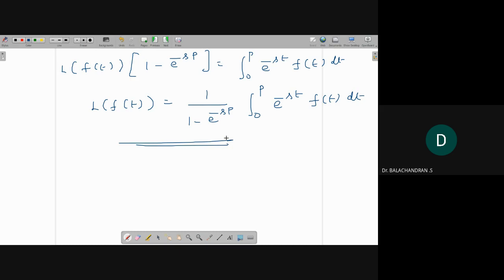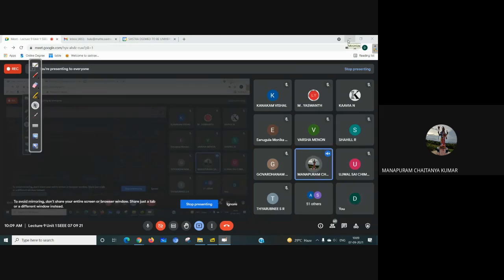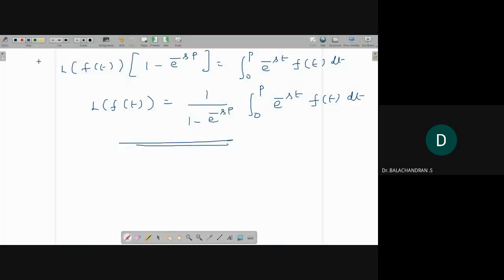So the proof is over. Sir, can't we also prove this using the sum of GP terms, geometric progression? You can prove it with this theory. Yeah, you can do it. Anyway, you can do it in the exam.